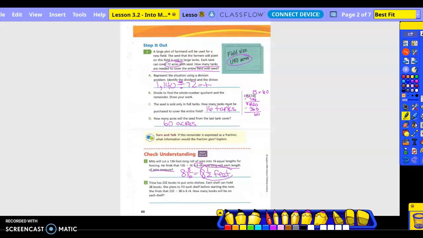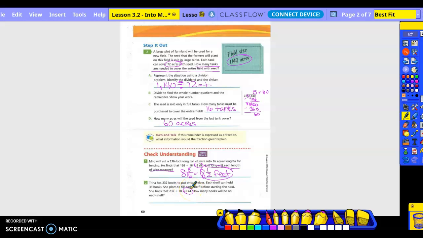That's how long each section will be, right? Okay. Next one, Trina has 232 books to put onto shelves. Each shelf can hold 38 books. She plans to fill each shelf before starting the next one. She finds that 232 divided by 38 is 6, remainder 4. How many books will be on each shelf?